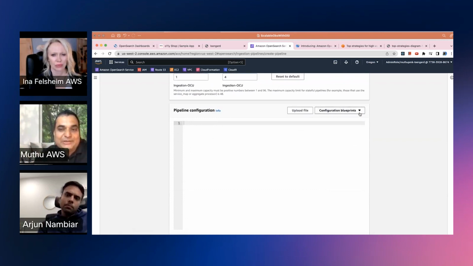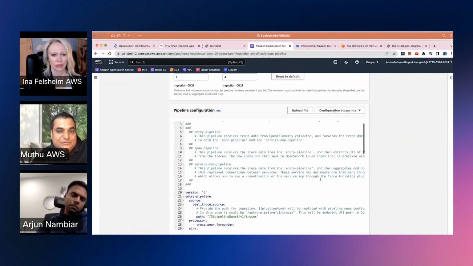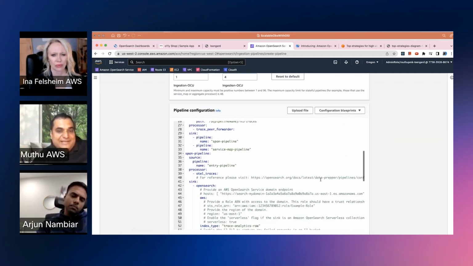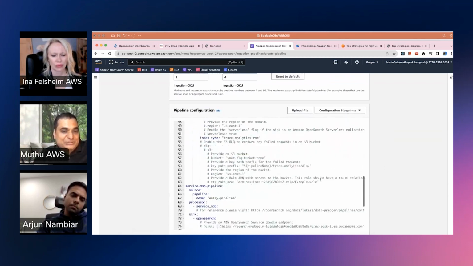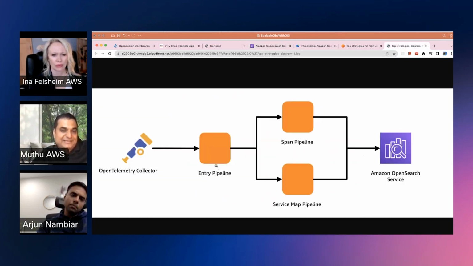In this example, I'm going to show you building this trace analytics pipeline. There are various pipelines as Arjun mentioned, but if you select the trace analytics pipeline, it is going to build a pipeline configuration automatically for you. And this looks textually like this, but what it represents is something like this. It creates 3 pipelines for you: entry pipeline, span pipeline, and service map pipeline.